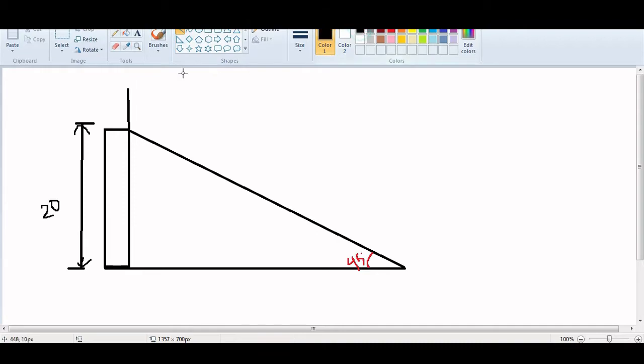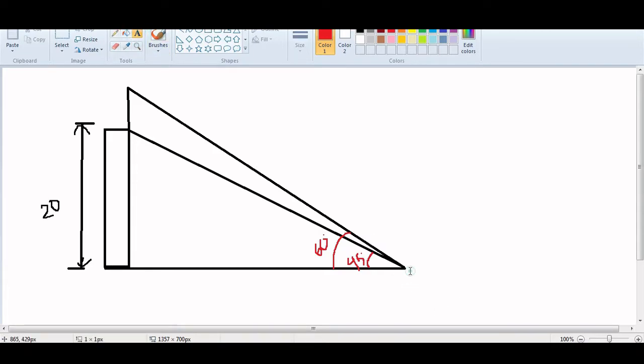And what we are given? We are given the angle of elevation to the top of the flag post is 60 degree. That is this one, the bigger angle. It's 60 degree. So we have to find the height of the flag post.